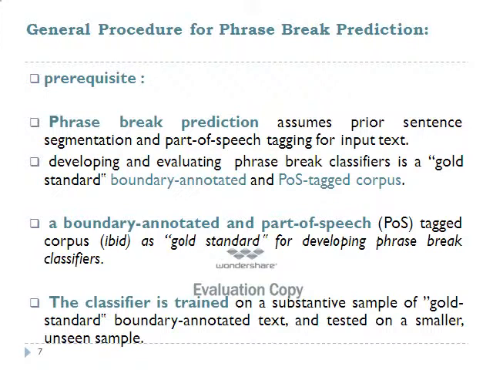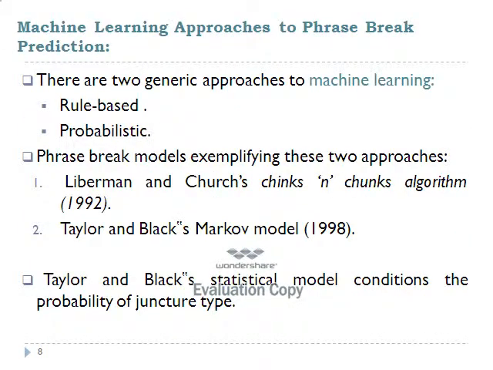The classifier is trained on a substantive sample of gold standard boundary-annotated text and tested on a smaller unseen sample. Machine learning approach to phrase break prediction. There are two generic approaches to machine learning: rule-based and probabilistic. Phrase break models exemplify these two approaches: the Liberman and Church algorithm, 1992, and Taylor and Black's Markov model, 1998.